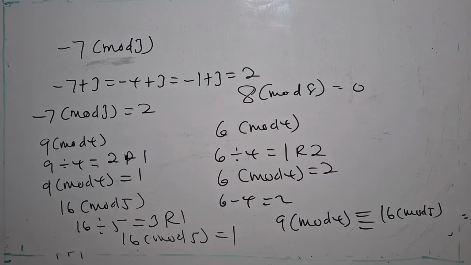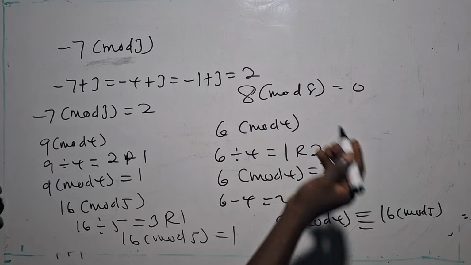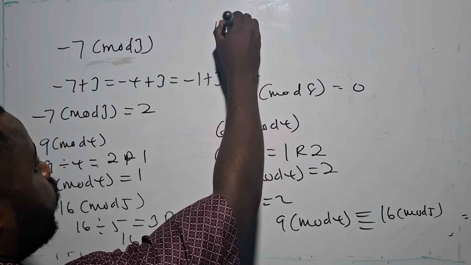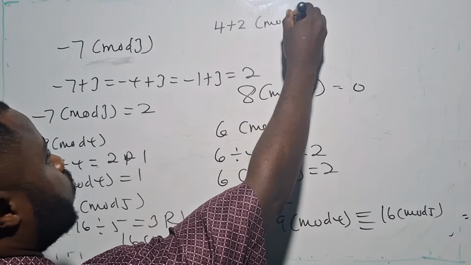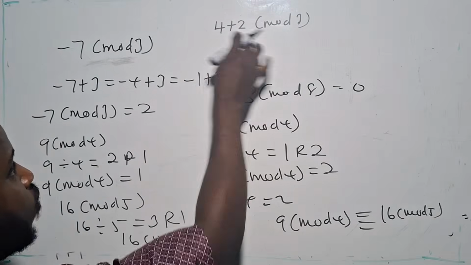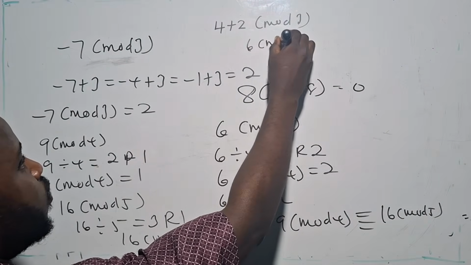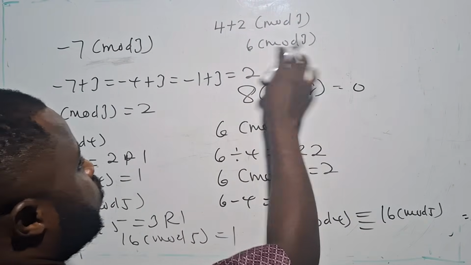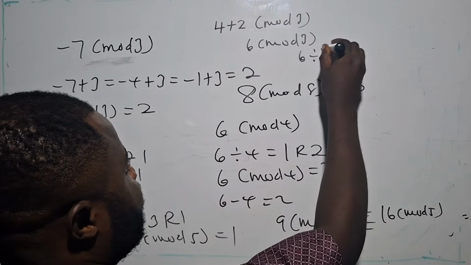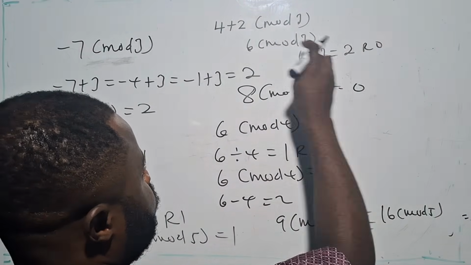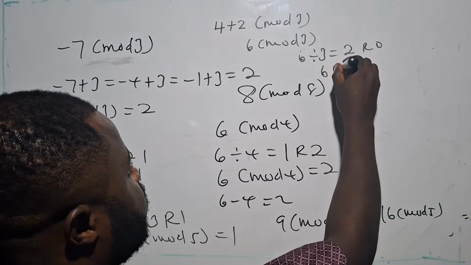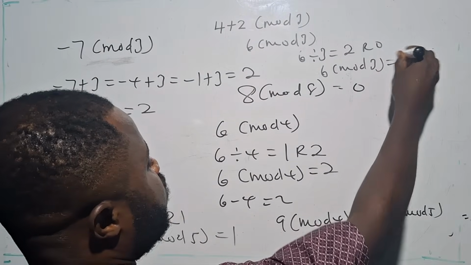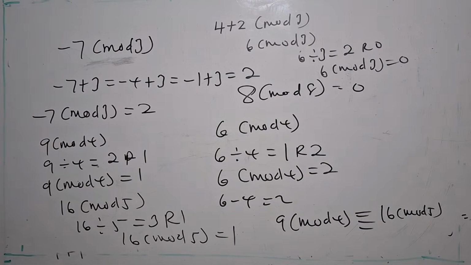And the last one is any mod involving operation. You solve the operation and you change the answer to the correct mod. So this is what I mean. If I have 4 plus 2 mod 3, you solve it. 4 plus 2 is 6. Then you solve mod 3. So 6 divided by 3 is 2, remainder what? 0. So 6 mod 3 is 0.